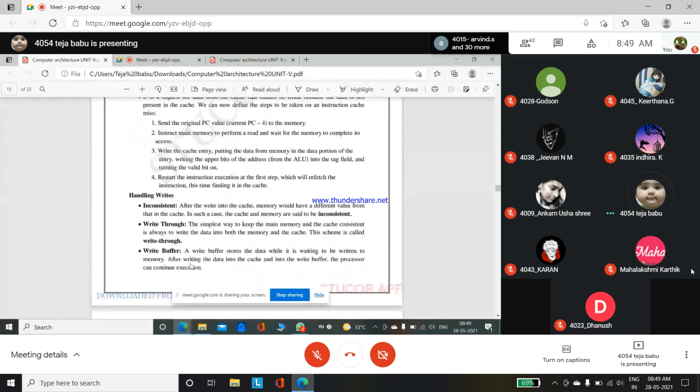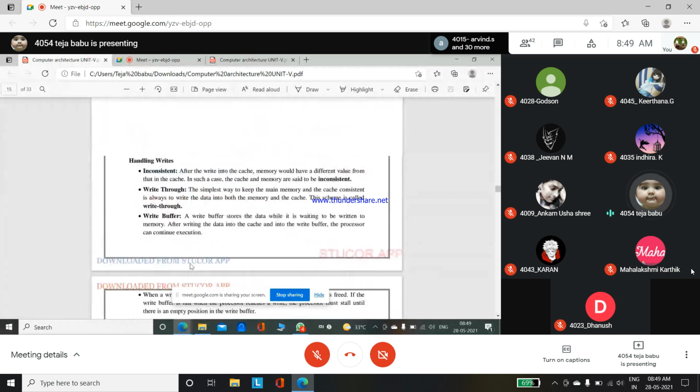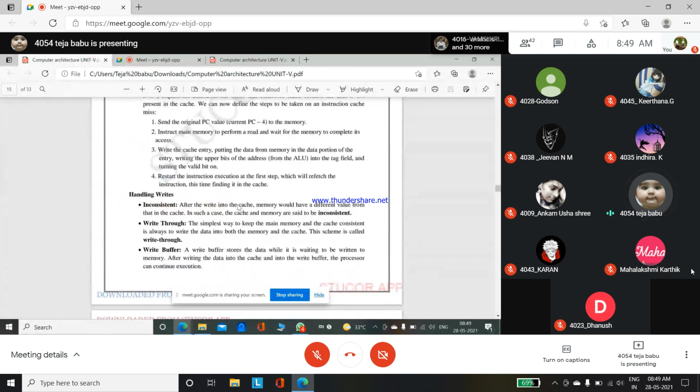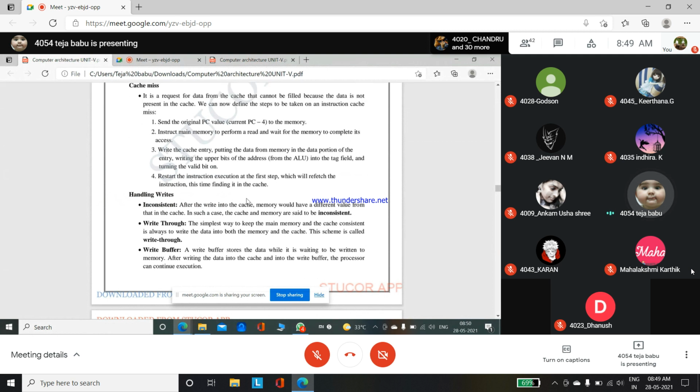Next, handling writes. What is handling writes? Let's see. First one is inconsistent. After the write into the cache, memory would have a different value from that in the cache. In such a case, the cache and the memory are said to be inconsistent. So when we store data in terms of values, the memory would show a different value from the cache when we search it. In that case, the memory and cache are said to be inconsistent.